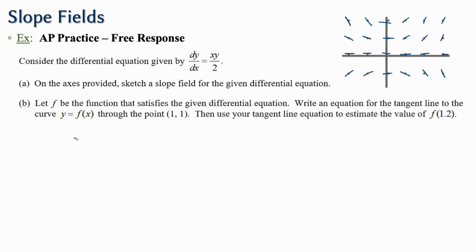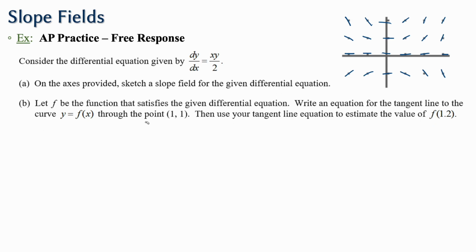Now for part B, what it wants us to do is basically say, let some function f be a function that satisfies the given differential equation. So that could be some kind of solution. What we want to do is find the equation for the tangent line to the curve, whatever this may be at f, through the point (1, 1). And then once we have that tangent line, obviously we're going to use it to approximate what the value of f of 1.2 is. So since this is our base point, we go shifting over a little bit. It won't be a perfect approximation to the curve, but the tangent line being relatively close to it should be decent.